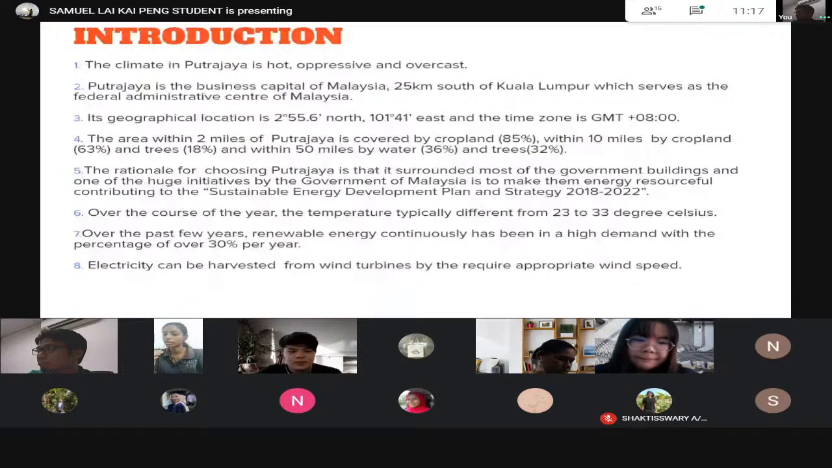Over the past few years, renewable energy has continuously been in high demand, with a percentage of over 30% per year, especially in business capital areas like Putrajaya, which have very high demand for electrical production. Electricity can be harvested from wind turbines, which require appropriate wind speed.